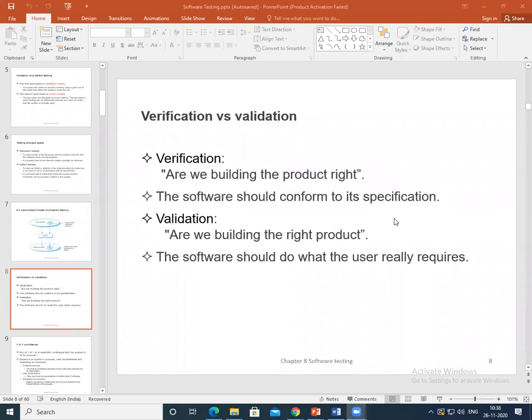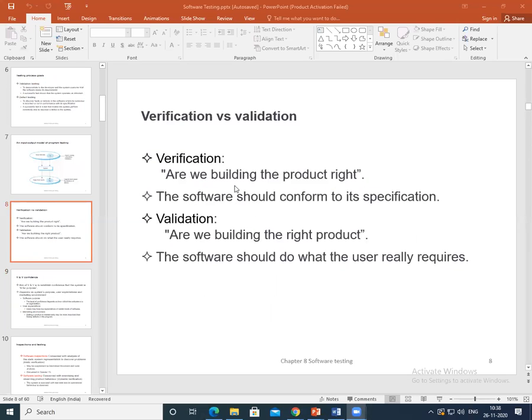We are not more concerned with the customer specification in the case of verification. So you could say, are we building the product right? That is, the software should conform to its specification. In the case of validation, are we building the right product? That the software should do what the user really requires. The ultimate requirement has to be satisfied. I'm not individually tallying my requirements over here. Fine.